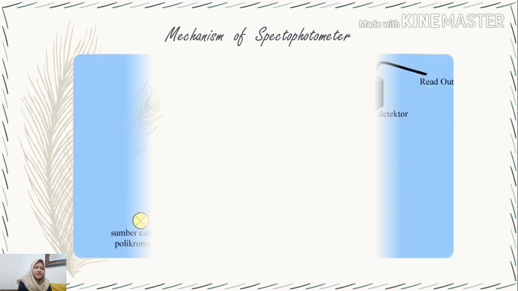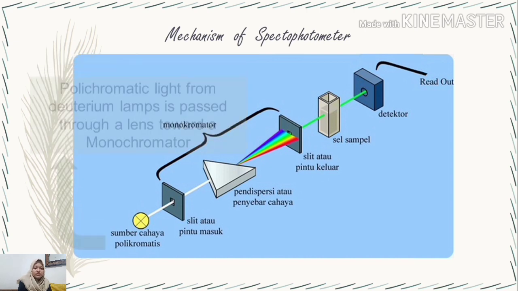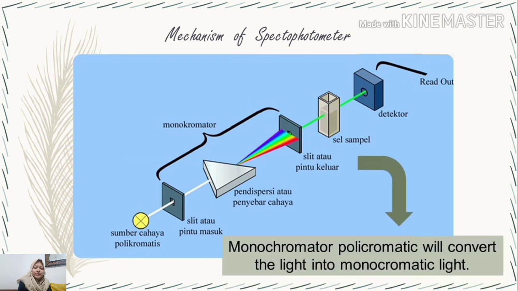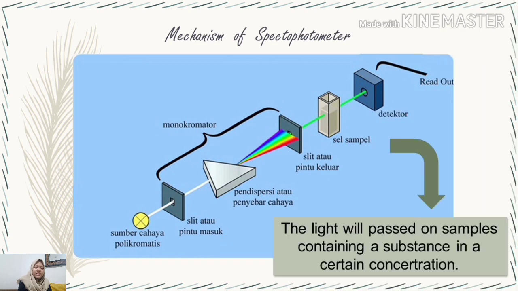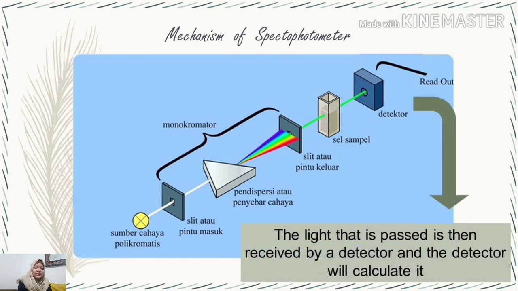And this is the mechanism of the spectrophotometer. Polychromatic light from deuterium lamps is passed through the lens toward a monochromator. The monochromator will convert the polychromatic light into monochromatic light, and the light will pass on samples containing a substance in a certain concentration. And the light that is passed is then received by a detector and the detector will calculate it.